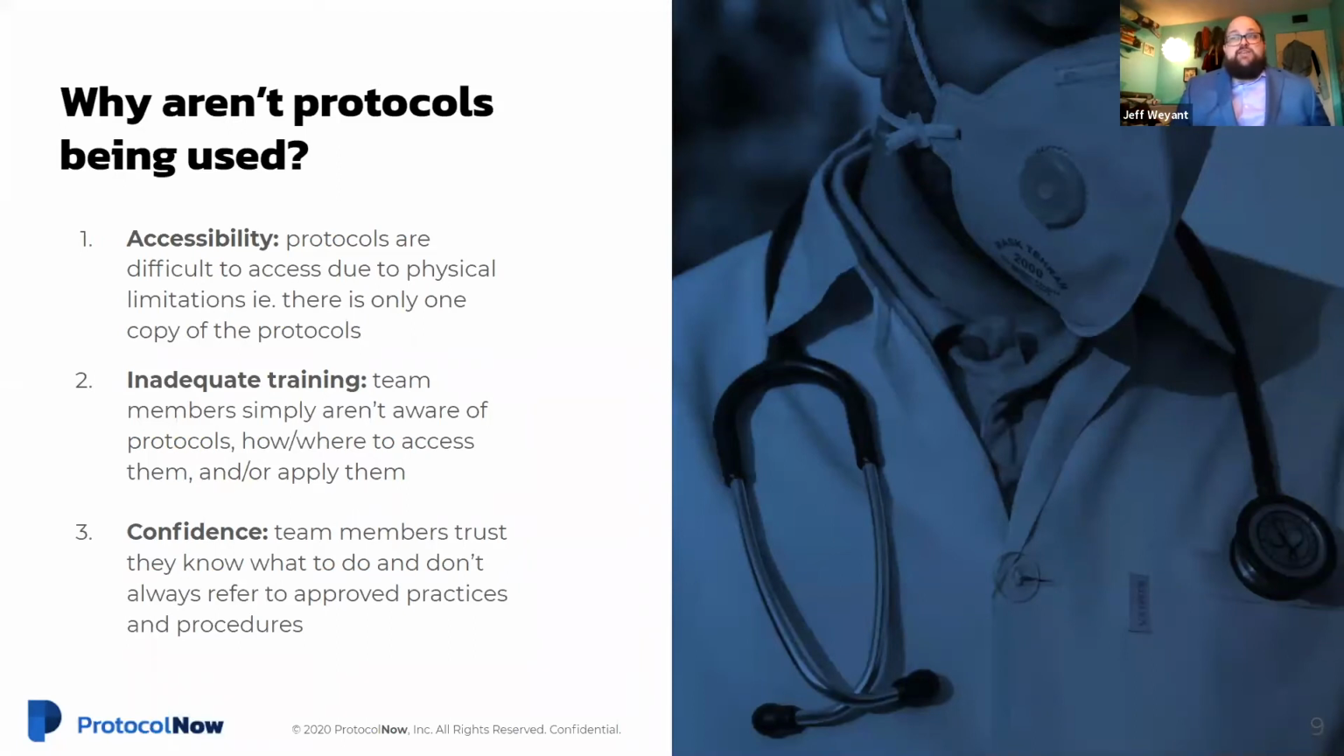Well, once again, access. Protocols might not get used because people don't know where they are. They're in that binder, they're in that folder, they're in that email. If you're not able to get what you need when you need it, you're going to work off of history. You might miss something. So another thing that doesn't help here is poor training.